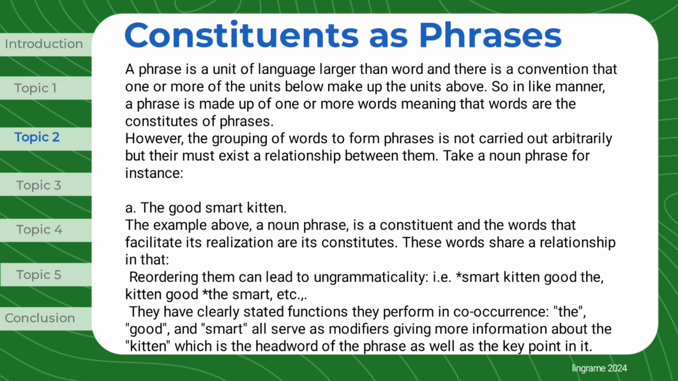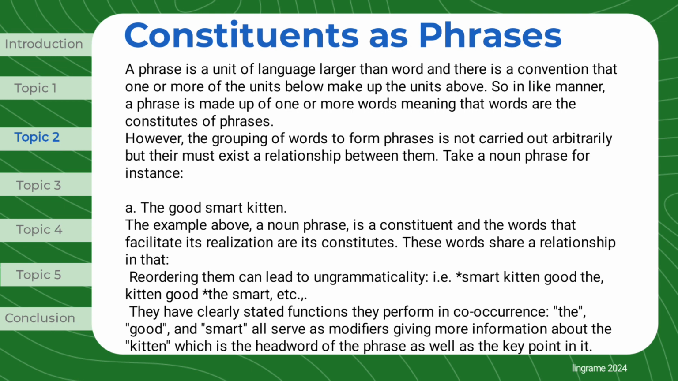Constituents as phrases. A phrase is a unit of language larger than a word, and there is a convention that one or more of the units below make up the units above. So in like manner, a phrase is made up of one or more words, meaning that words are the constitutes of phrases. However, the grouping of words to form phrases is not carried out arbitrarily; there must exist a relationship between them. Take a noun phrase, for instance, the good smart kitten.